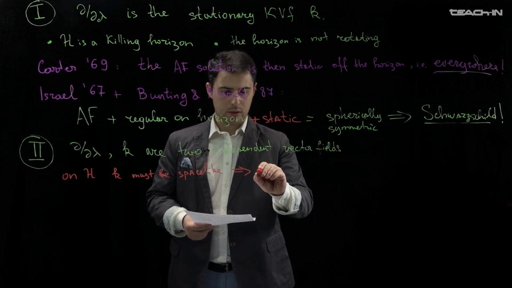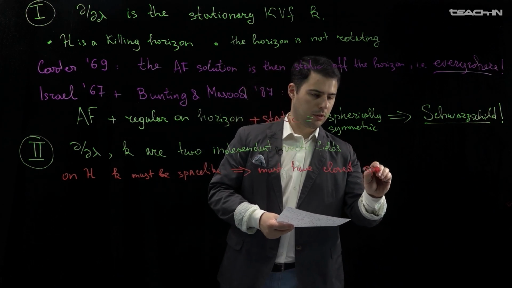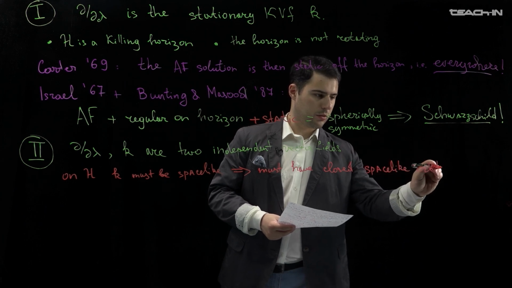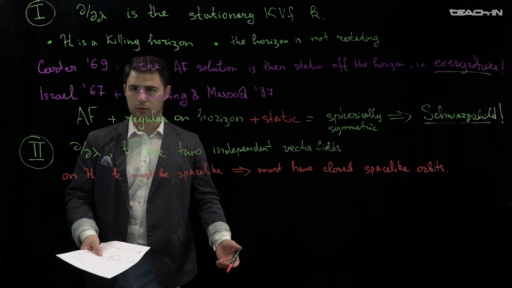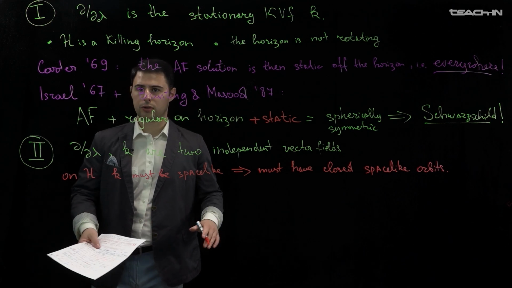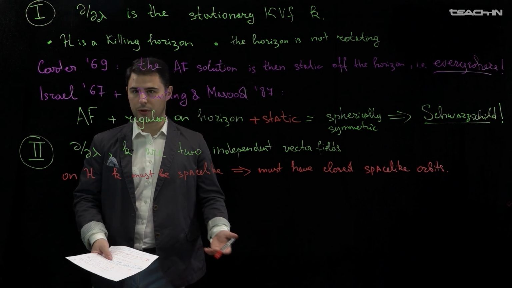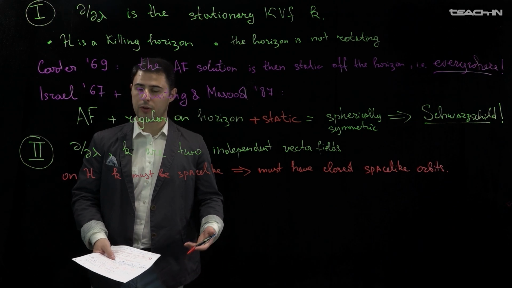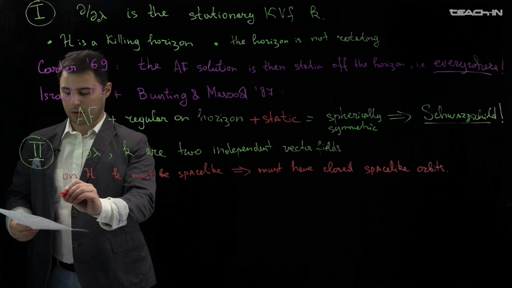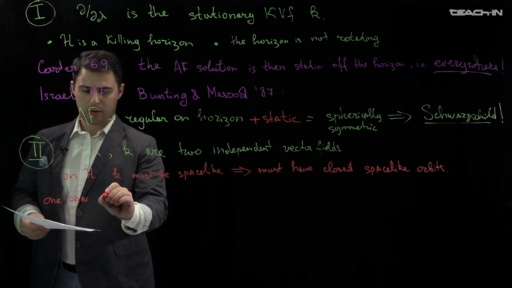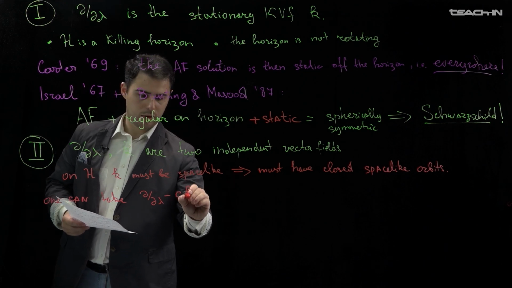and it must have closed space-like orbits. Closed because the spatial cross-section of the event horizon is closed. We are not considering solutions which are like black strings or black planes. We are considering more classical black holes. For example, in 4 dimensions, the geometry of the spatial cross-section of the event horizon is that of a 2-dimensional sphere. So we can rearrange for some constant c.